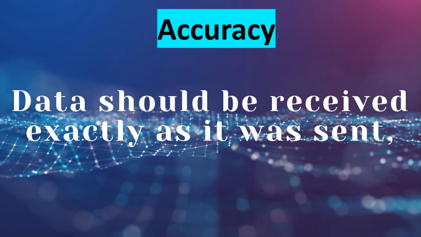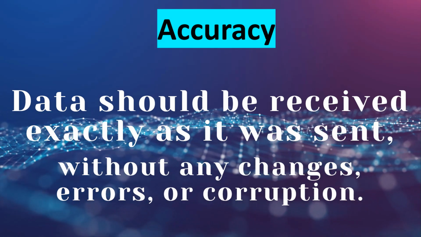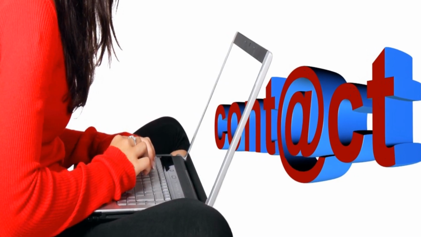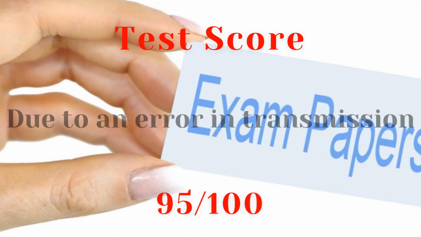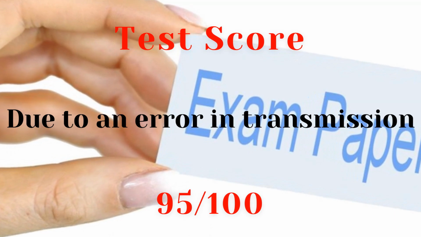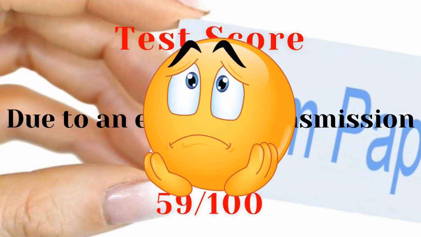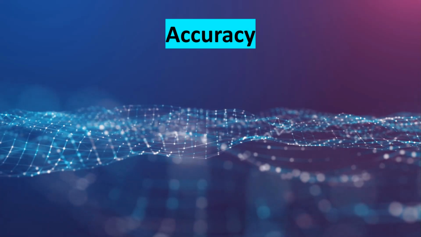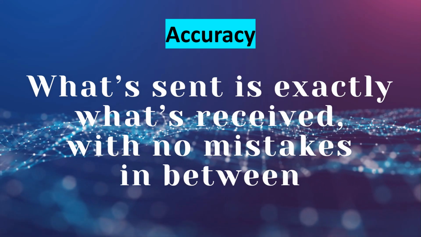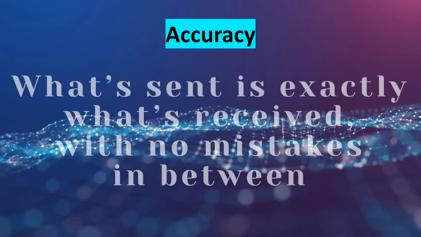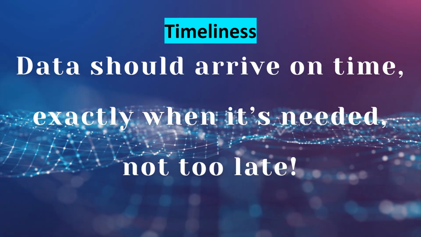Accuracy, data should be received exactly as it was sent, without any changes, errors, or corruption. Example, imagine your teacher emails you your test score, and you actually got 95 out of 100. But due to an error in transmission, the number gets changed and shows up as 59 in your inbox. That would be really upsetting, right? This is why accuracy in data communication is important, so that what's sent is exactly what's received, with no mistakes in between.